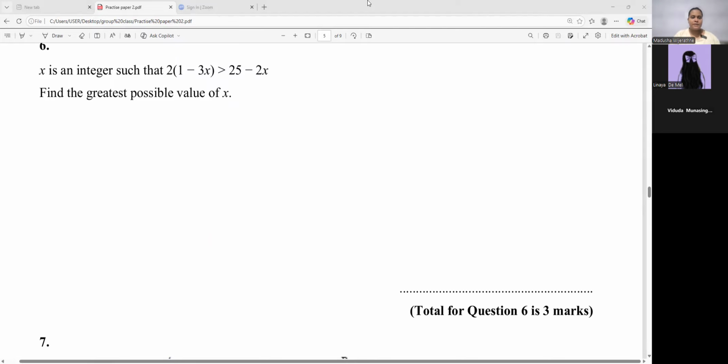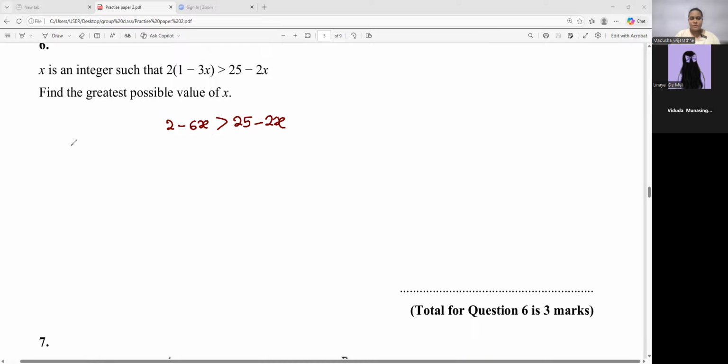Next one, x is an integer such that find the greatest possible value of x. Inequalities lesson. So just consider it like an equation. Remove the bracket first. 2 times 1 is 2, 2 times minus 3 is minus 6x, and 25 minus 2x. Then collect all the x terms into one side. When you are collecting, try to make that x term positive and collect all into one side.